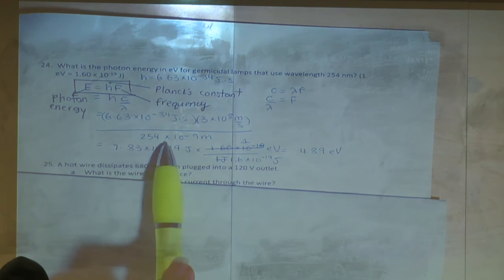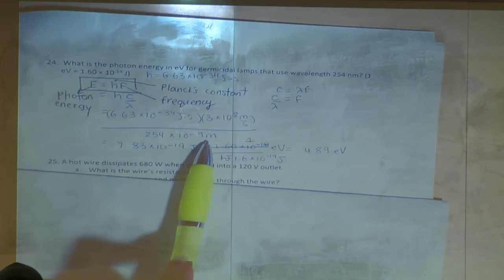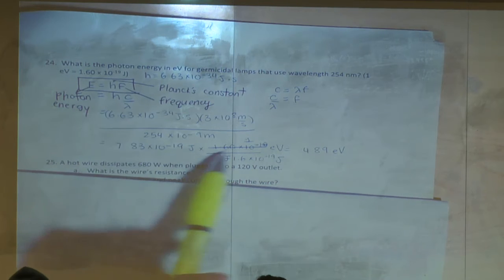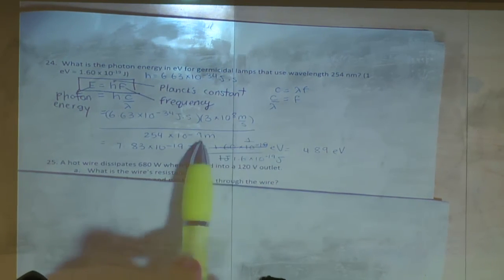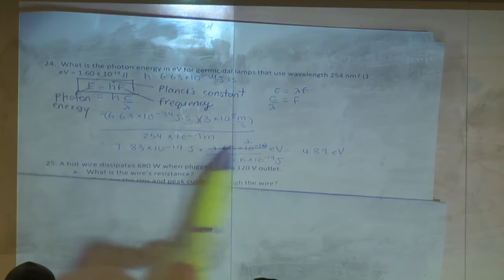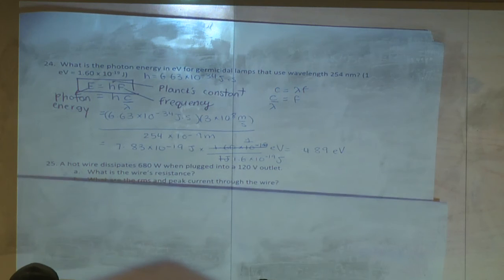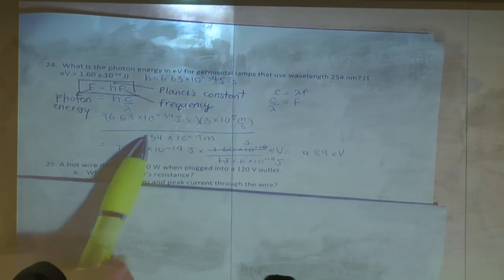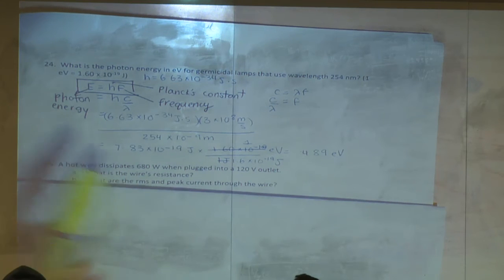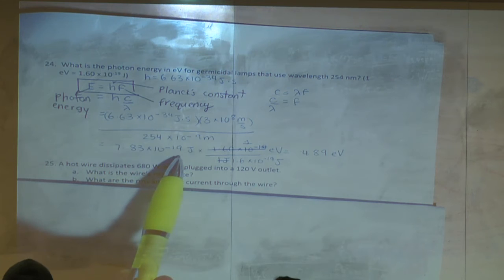And here is where we're going to change our units, right? We're going to convert nanometers to meters because we need to cancel the speed, since the speed is in meters over second. If we put in nanometers, we can't cancel it, and then we have a wrong answer. Okay, so that would be 254 times 10 to the negative 9 meters. Therefore, you have 7.83 times 10 to the negative 19 joules.